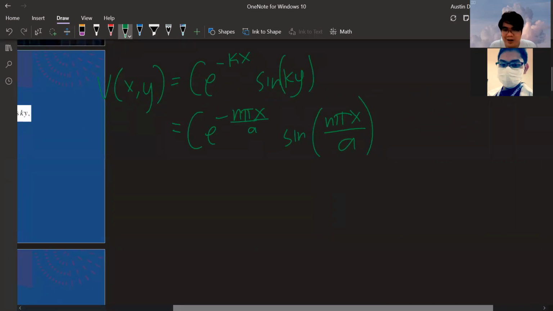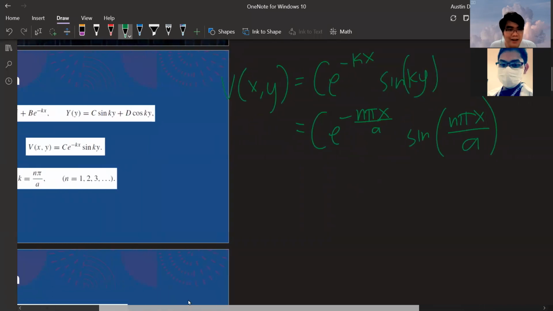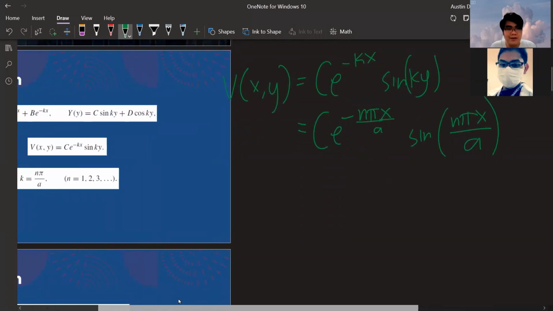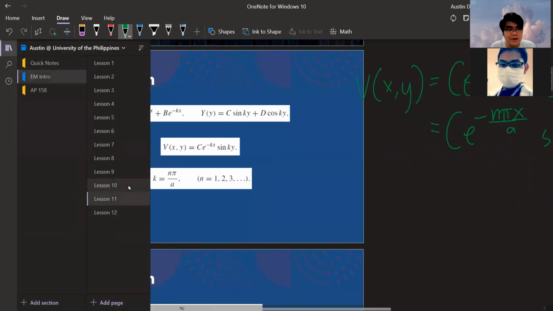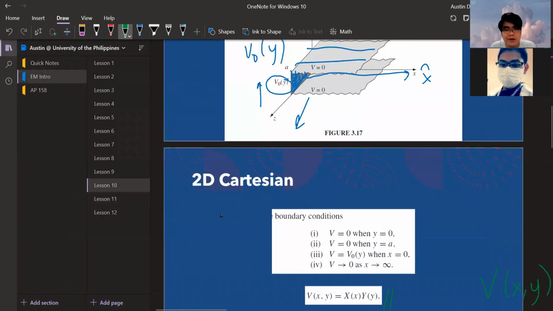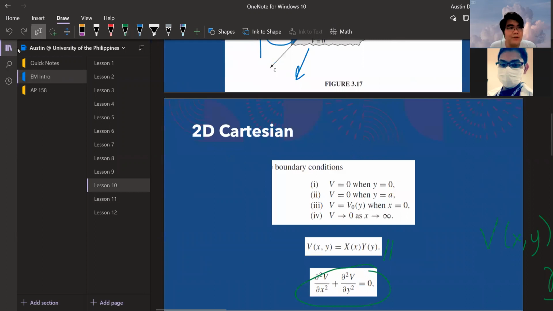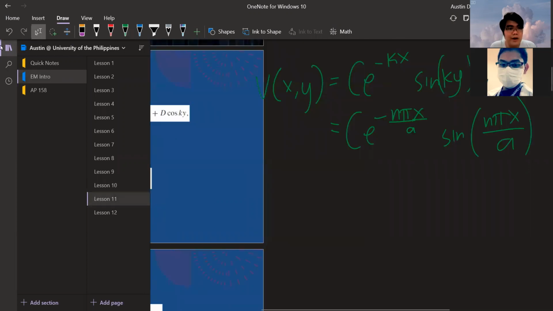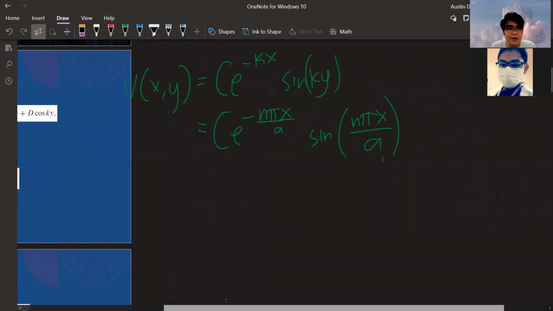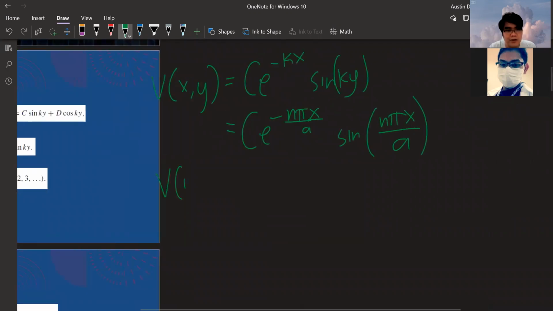Forgive me. Okay, go. We apply the last boundary condition, which is V naught of y when x equal to 0. Okay? So V naught of y when x is equal to 0. So we have here 0, y. Okay, pinlug in ko lang si 0 kay x. Yes, tama. N pi y over a. Very good. Okay, n pi y over a. Sine y yun. Okay. Very good.